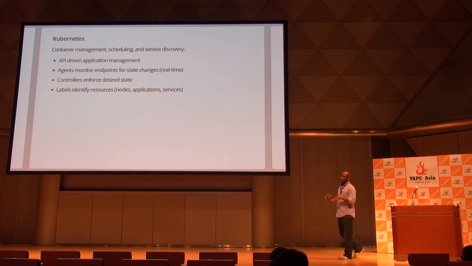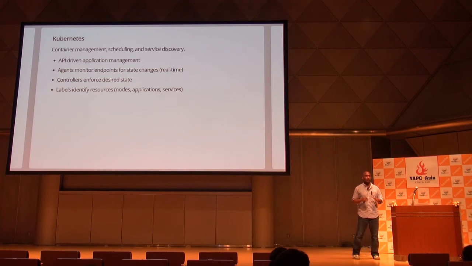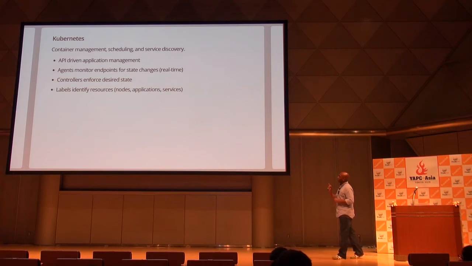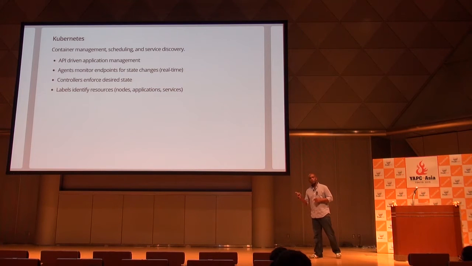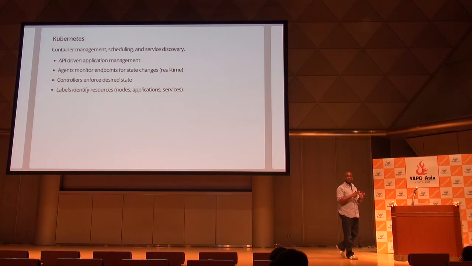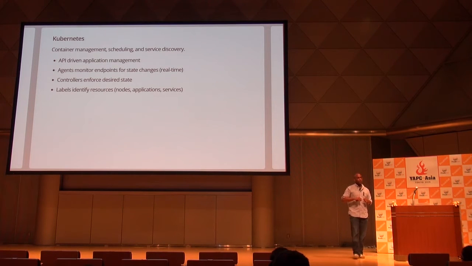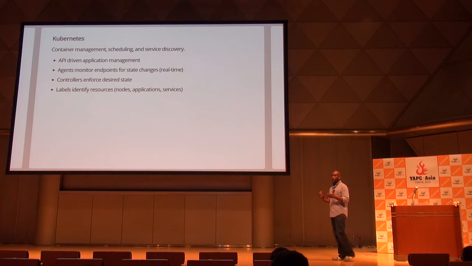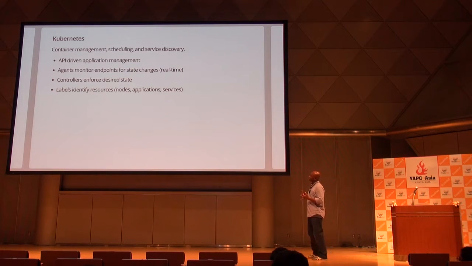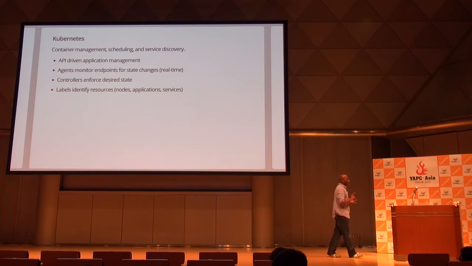Now, everything in Kubernetes is API driven, so there's no infrastructure as code. You won't be scripting things. You won't be describing things that way. There are agents that live on each node that monitor the state of the cluster in a centralized way. Then we have controllers that are actively enforcing state across all your machines. And then there's a unique concept in Kubernetes called labels. Labels are arbitrary key value pairs that we give to our nodes, pods, and application services, and it forms the basis of service discovery.